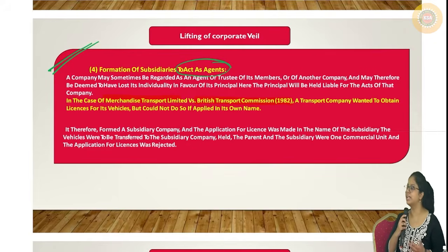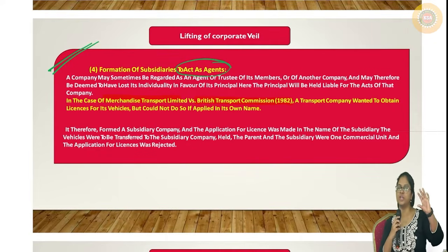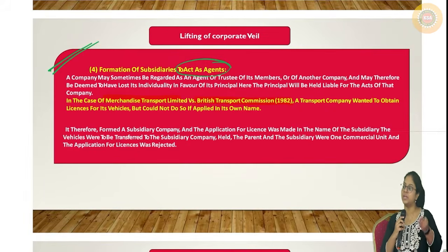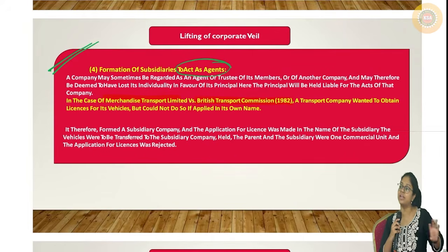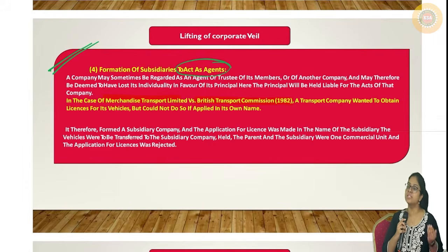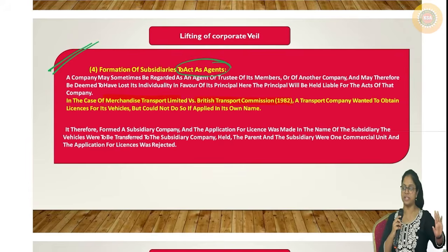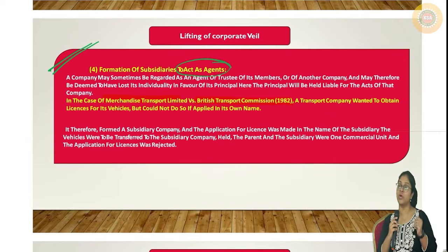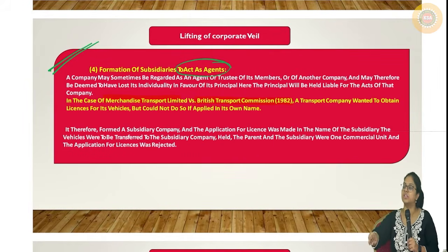In Britain, you need a particular license to run a transport company. This particular transport company applied to get the license, but their license got rejected. So they thought, my company's license has been rejected, so what I will do is form a subsidiary, and through the subsidiary I'll apply for the license. They did that and they got the license.